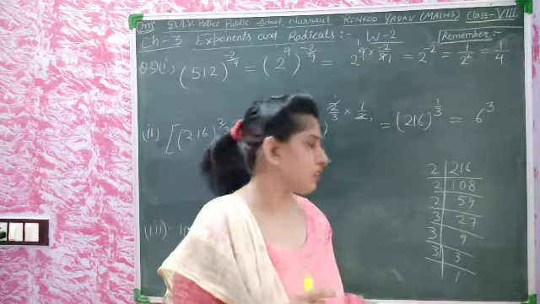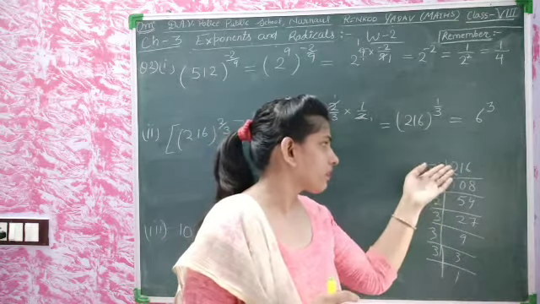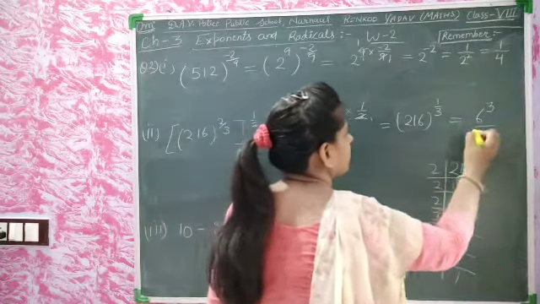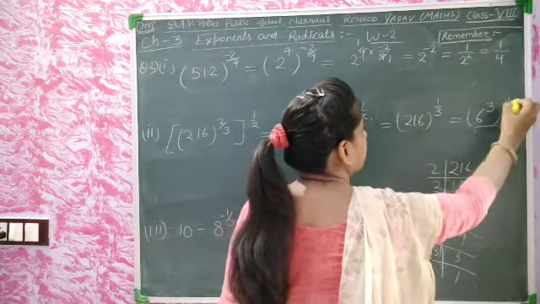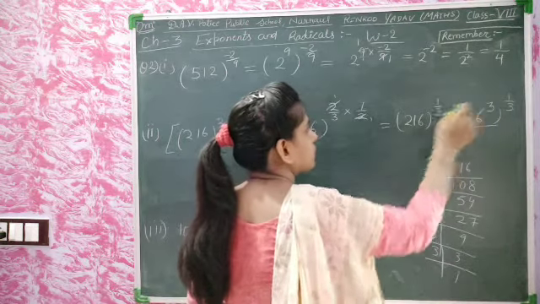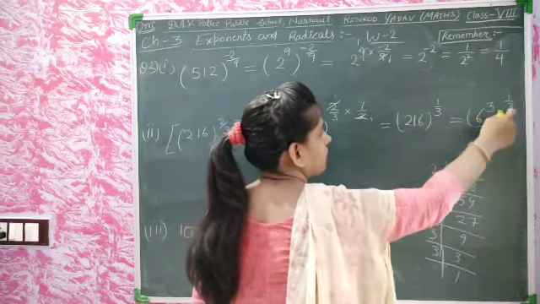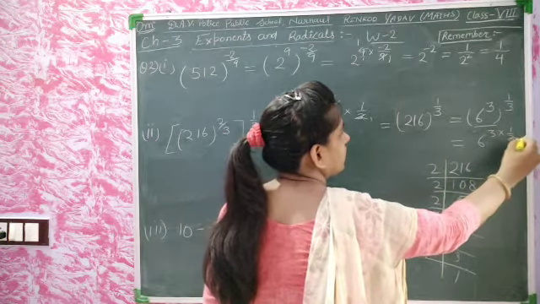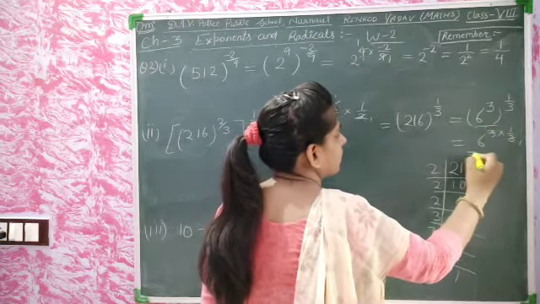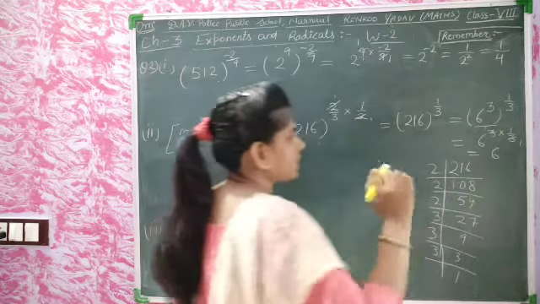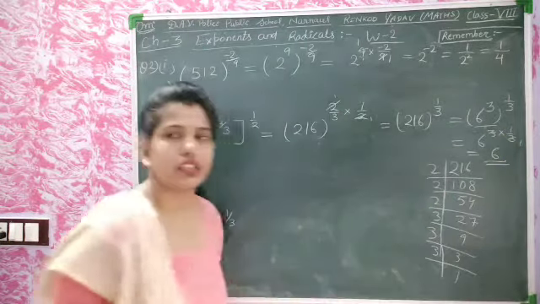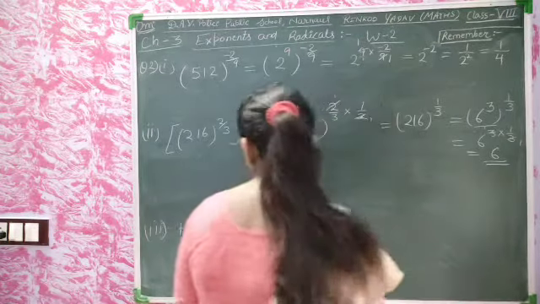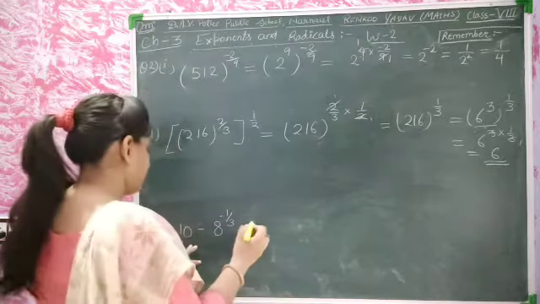There is no need to write this here. So what does our answer become? 6 cube is equal to 216, so 216 to the power 1 by 3. The powers are multiplying, 3 into 1 by 3. 3 ones are 3, 3 ones are 3. This equals 6 to the power 1, which means 6. Done? Okay students. Now we will do the next part.